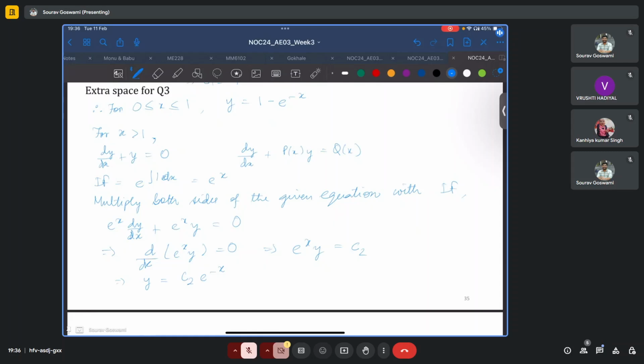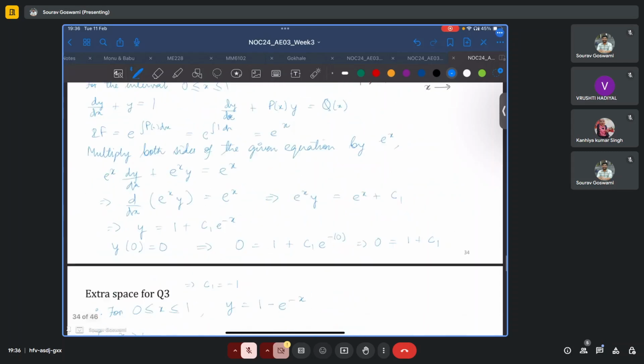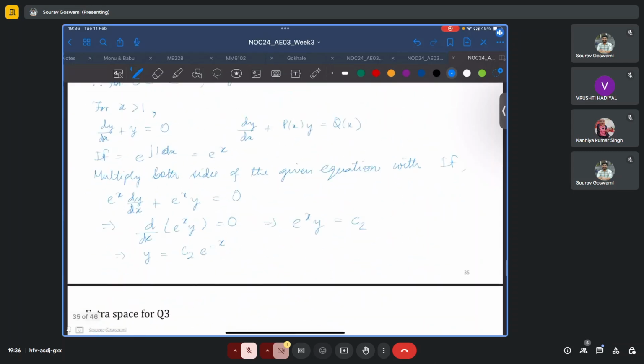Is it possible to obtain c2 as well? Well, we can definitely try and see if that happens. So y at 0 is 0, which implies that 0 is equal to c2 times e power minus 0, which will simply mean that c2 is 0 itself, which is not very helpful, because this will just give us a trivial solution.